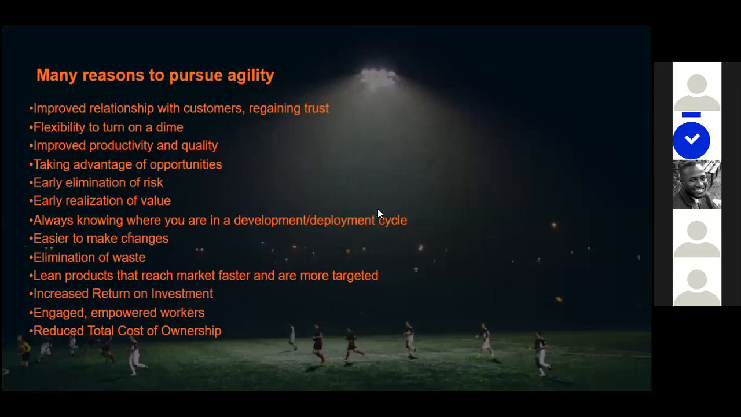Easier to make changes, elimination of waste, lean products that reach market faster and are more targeted. The reason why a lot of people are against the vaccine is that, oh, it was done in a hurry. Normally, vaccines should take between 5 to 10 years, but people fail to realize that the reason why vaccines before took 5 to 10 years is because of a lot of bureaucratic bottlenecks. Because of the pandemic, all those bureaucratic bottlenecks had to be eradicated in order for the vaccines to reach market faster. So, increase return on investment, engaged, empowered workers, reduce total cost of ownership.